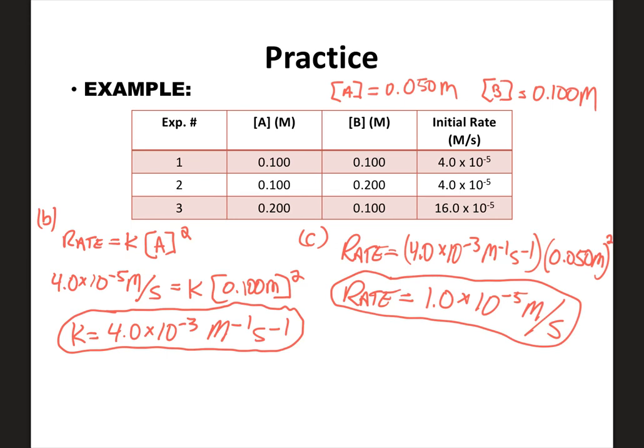All right. So this is a very typical problem where you would have to use the table to find the orders, then pick an experiment to find K, and then use K and information to maybe find the rate here. So definitely need to be able to do this using the initial concentration tables.